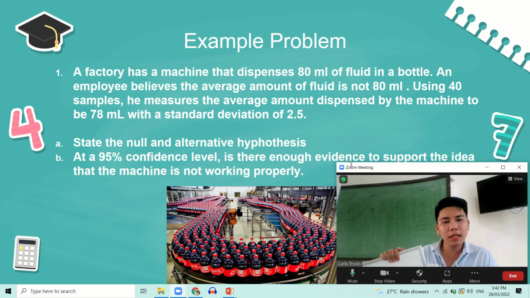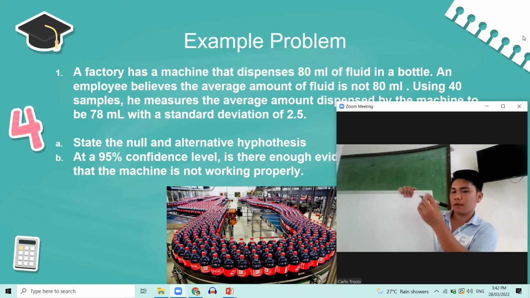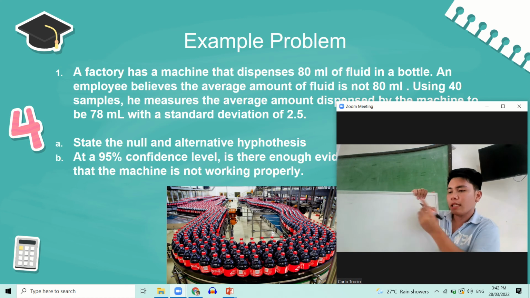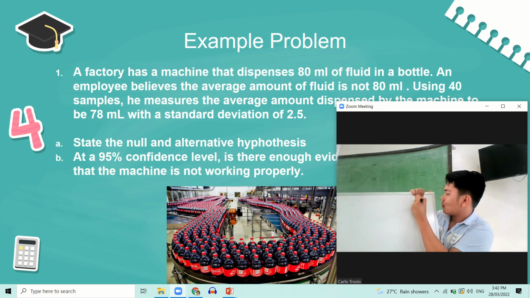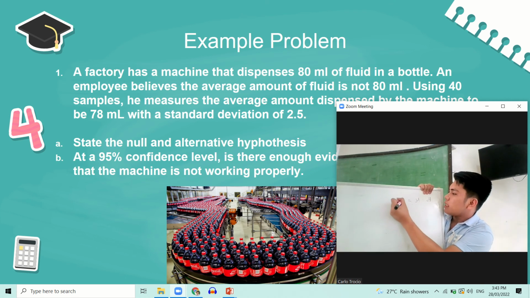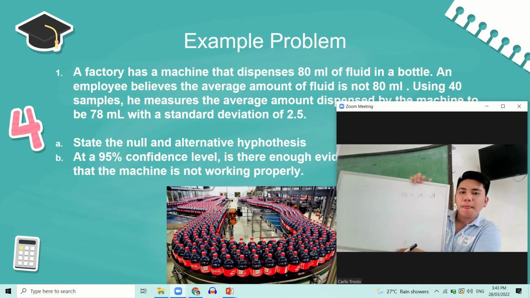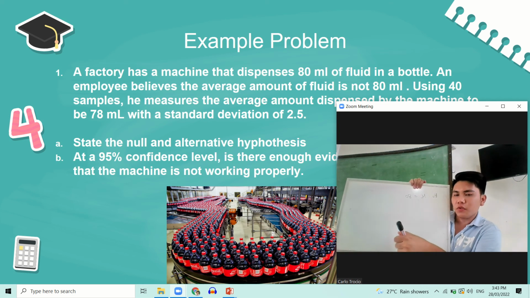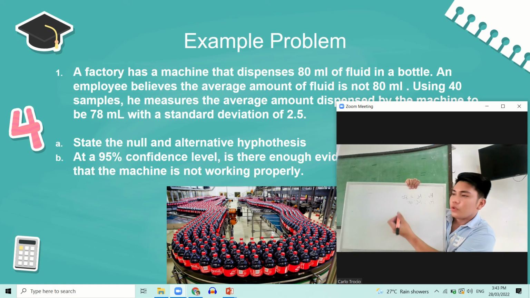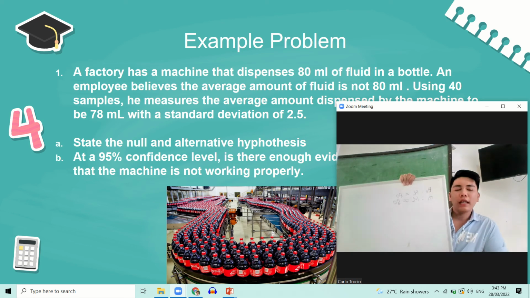Okay, based on this problem, let me make this bigger so that you can see my screen. The null hypothesis says that the mean, I hope you can see this clearly, is equal to 80 ml. While there came an employee who tries to prove that the null hypothesis is not correct. So he said that the alternative hypothesis is that the mean is not equal to 80. Okay, not equal to 80.